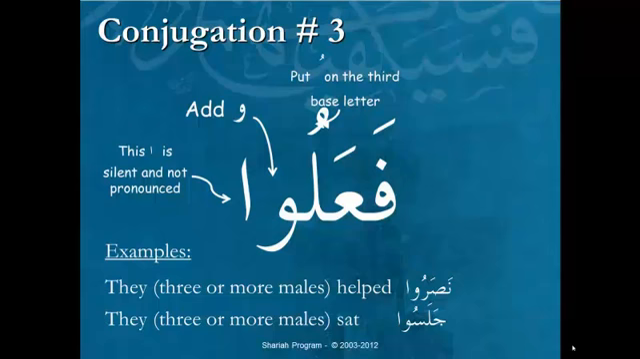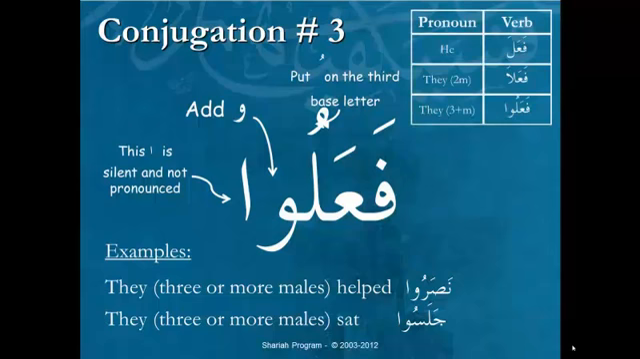So we have 3 of them now. You can lift your head off the screen and say fa'ala, fa'ala, fa'alu. He, they. The point here is to give you the model. Obviously you would change the letters to create meanings. So you would say nasara, nasara, nasaru. He helped, they helped, they helped. Jalasa, jalasa, jalasu. He sat, they sat, they sat. The first they is referring to 2 males. The second they is referring to a group of males. So now we have our third person masculine conjugations. All 3 of them are done.